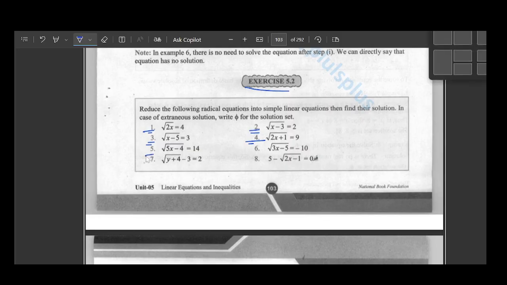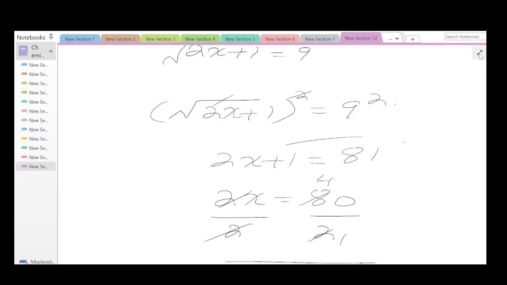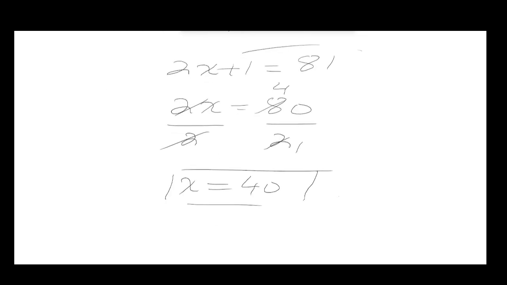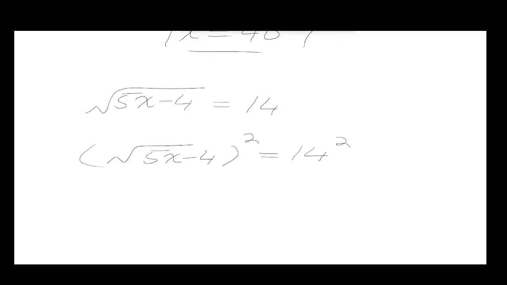Now let's move on to question number 5. Here we have the square root of 5x minus 4 is equal to 14. How can we solve this? Let's write the equation first. We have the radical of 5x minus 4, and that is equal to 14. So we're going to take the square on both sides. That results in (5x minus 4) whole square, and that is equal to 14 square.